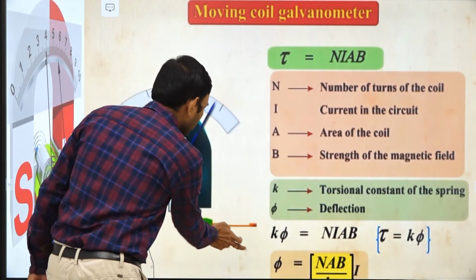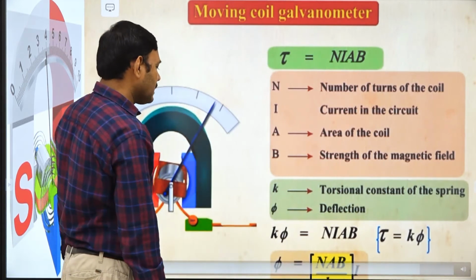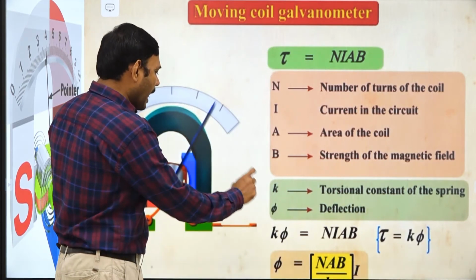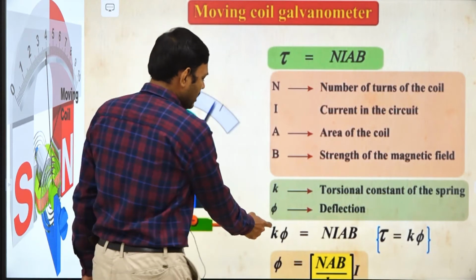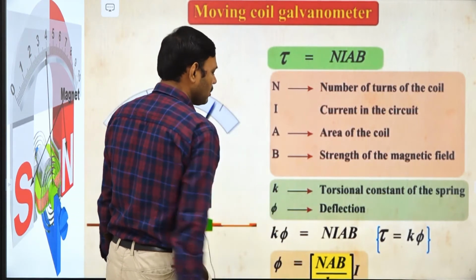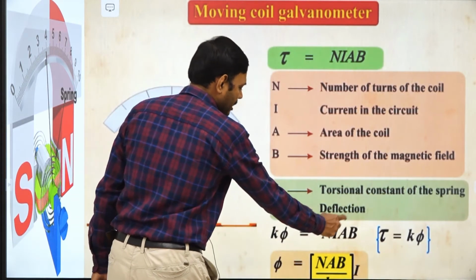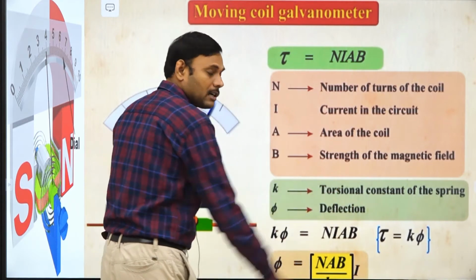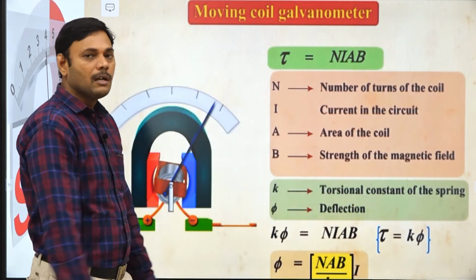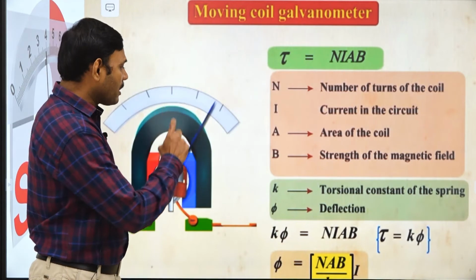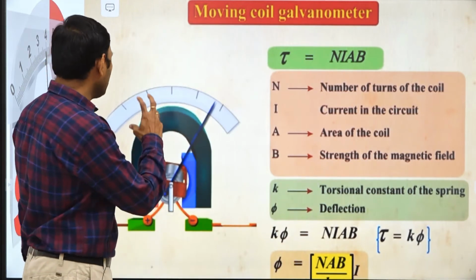From this, here we calculate the I value. If K is known for the spring, phi is known, the rotating angle, N is known, A is known, B is known, the number of turns, area and magnetic field, obviously we can find the current passing through the coil. So in this video we observe it.